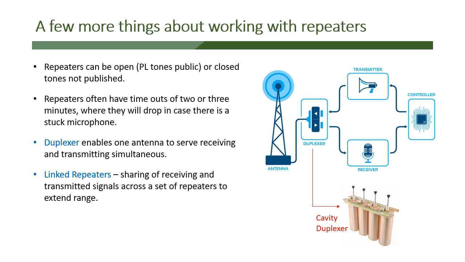And it's also possible to link repeaters, so you can share the receiving and transmitting signals across a set of repeaters to extend their range even further, using either direct lines, not used too much anymore, or using the internet, which is used quite often now. So literally you can have a repeater in Seattle tied to a repeater in Snoqualmie, tied to a repeater in Yakima, tied to a repeater in Spokane, tied to a repeater in Idaho, into Montana, and you can talk on one and talk all the way across these states to somebody on the other side.